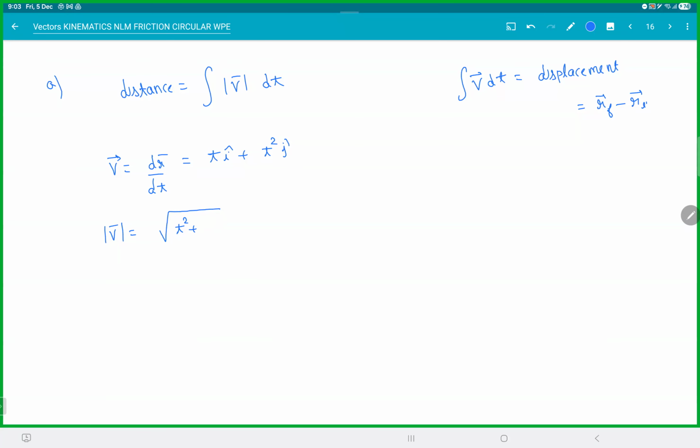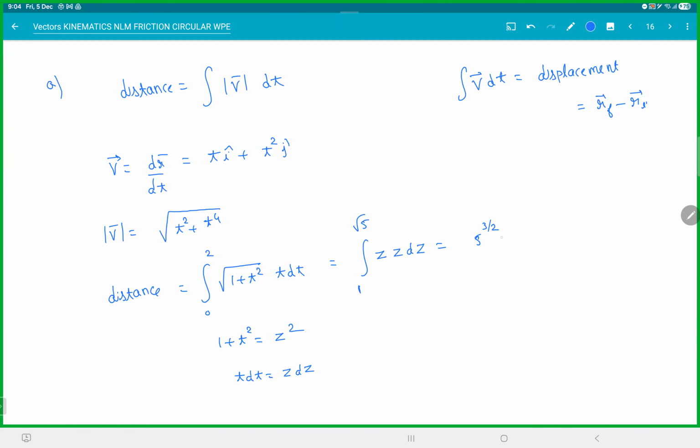So that's t power 4. If you integrate this, distance is the integral of root over 1 plus t square times t dt from 0 to 2. Integration by substitution: 1 plus t square is equal to, let's say, some z square. That will be t dt is equal to z dz. And the limits become: when you put 0, you get 1; when you put 2, you get root 5. And this will be z dz. That will be z cubed by 3, from 1 to root 5, which is 5 power 3 by 2 minus 1, all by 3. That's your distance.